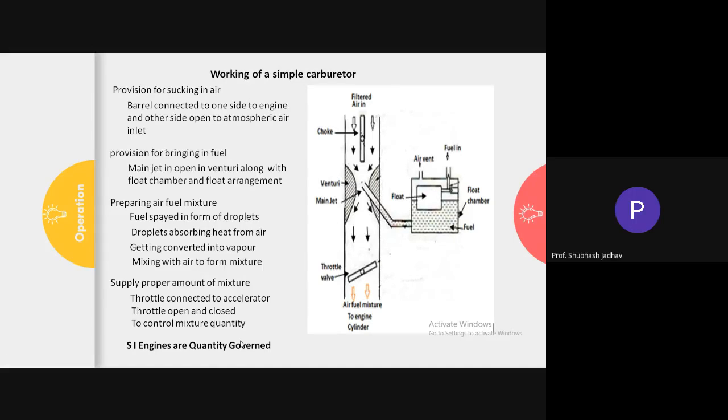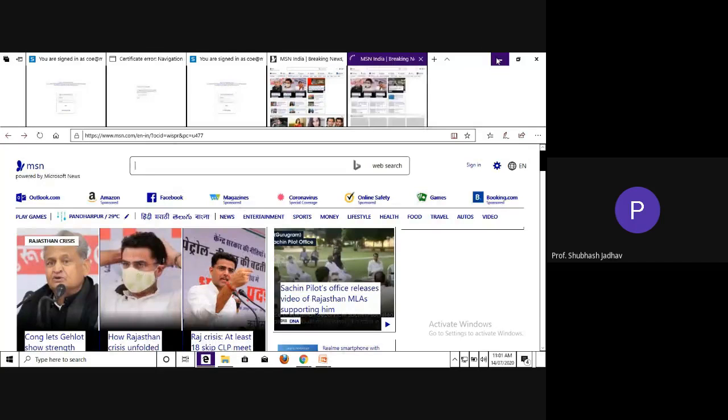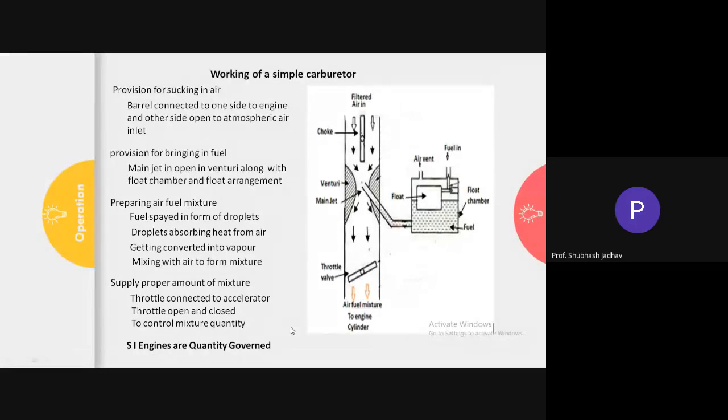There may be a short note asked in the examination regarding quantity governing in engines. Then you have to tell what you mean by governing, what you mean by quantity governing, which engines are quantity governed, and how they are quantity governed. All these points you have to cover in your answer.